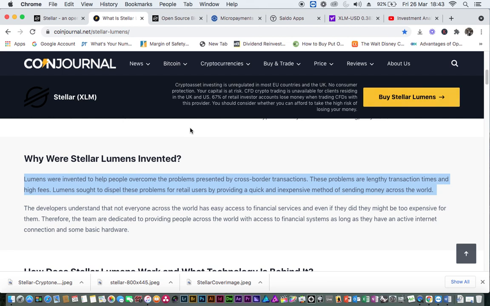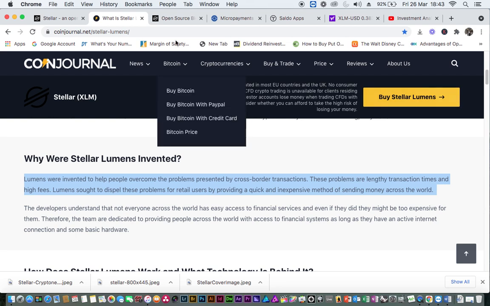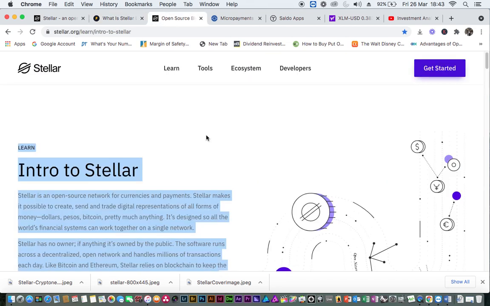So, this is when Stellar steps in. Okay? Stellar makes it possible to create, send and trade digital representation of all forms of money. Say dollar, peso, Bitcoin, Ethereum. We say pretty much everything. It is designed so all the world's financial system can work together on a single network. And if you want to know how it works, then stay tuned. I have all the answers for you.